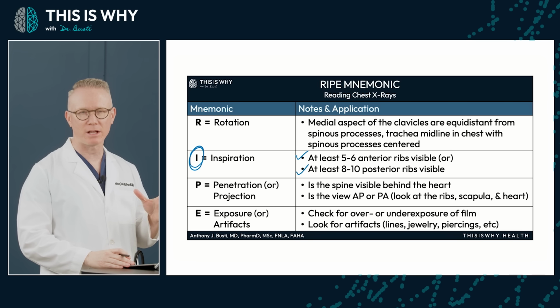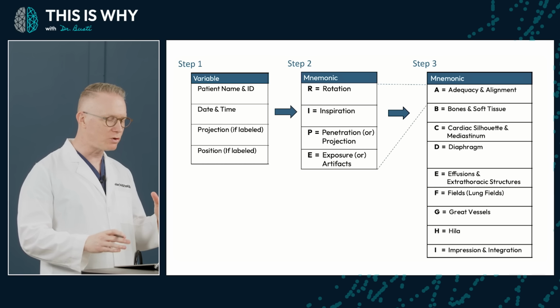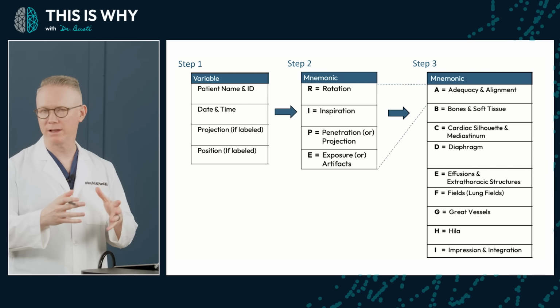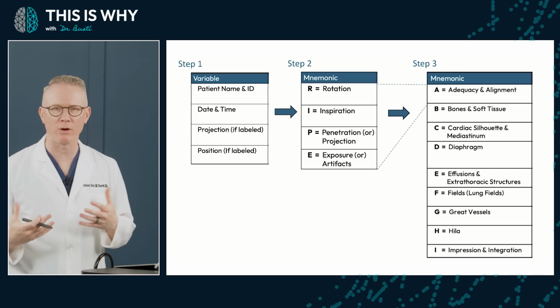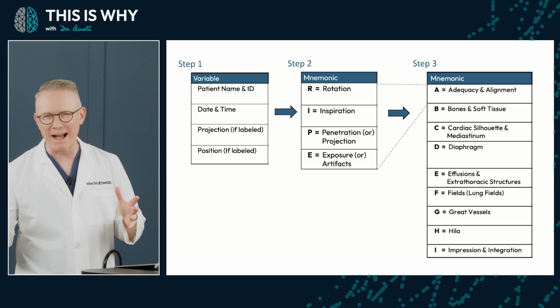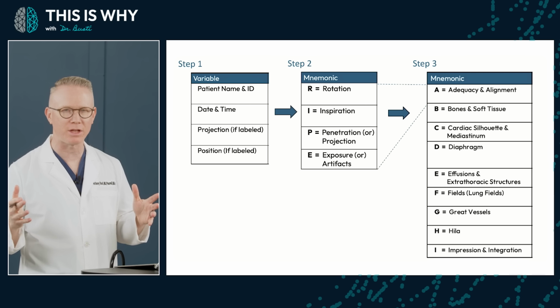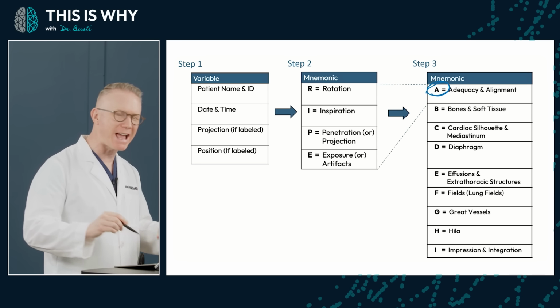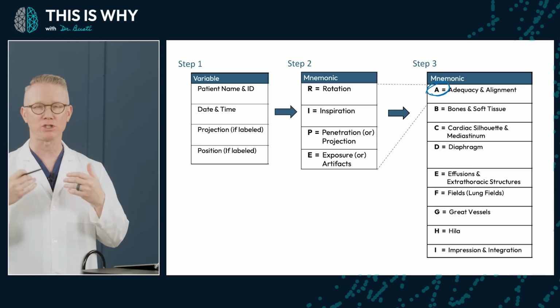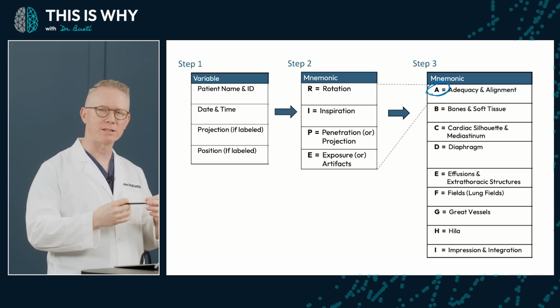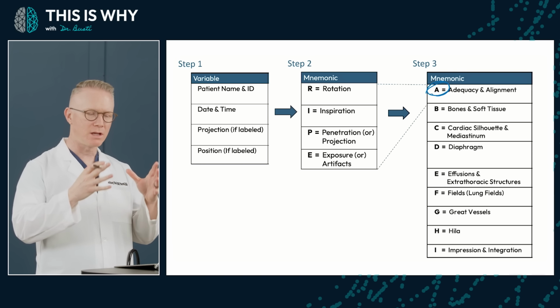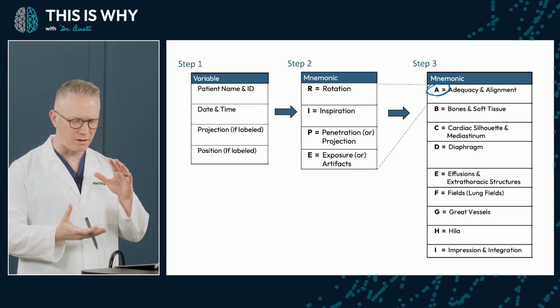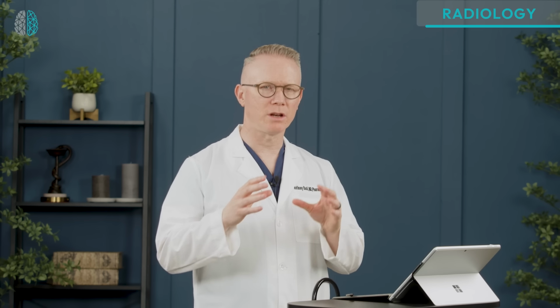But this all comes together because this mnemonic ties into the other mnemonic that I commonly teach and use personally in my own clinical practice, which is the A through I mnemonic, right? It's an alphabet soup kind of thing. But when you look at RIPE, it's helping us to determine, is this image adequate and appropriate for us to interpret? And part of that process is identifying how many ribs are in the lung fields that you're actually looking at, okay?